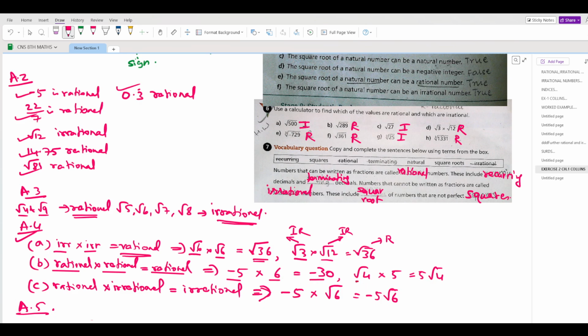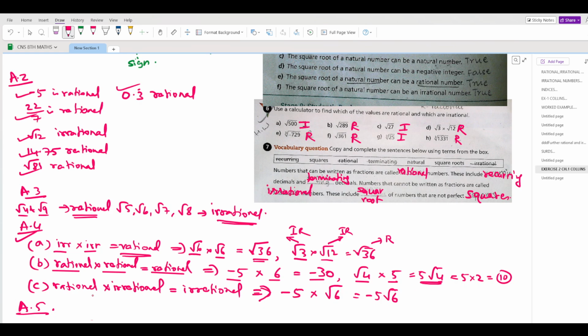Okay. Root 4 is a rational number. 5 is a rational number. When you multiply these two, you get 5 root 4, which is also a rational number. Now 5 root 4 is a rational number. Why? Because 5 root 4 will be 5 multiplied by root 4, which is 2, and 5 into 2 is 10. 10 is an integer and all integers are rational numbers. So this is also rational.